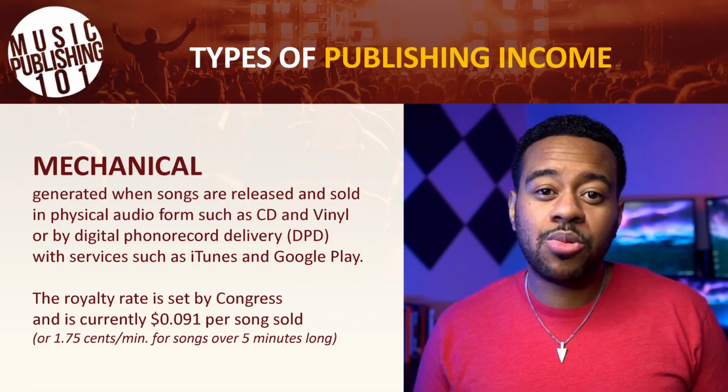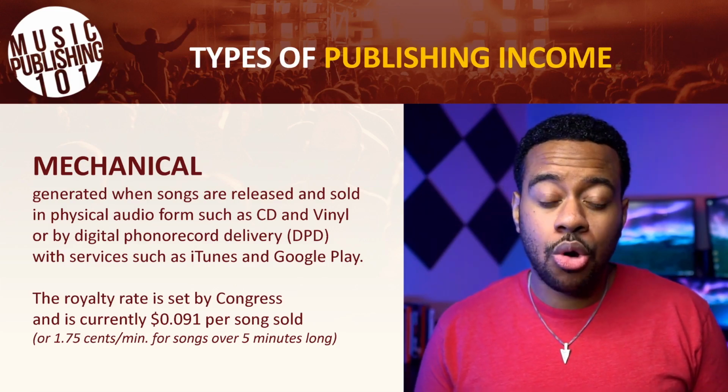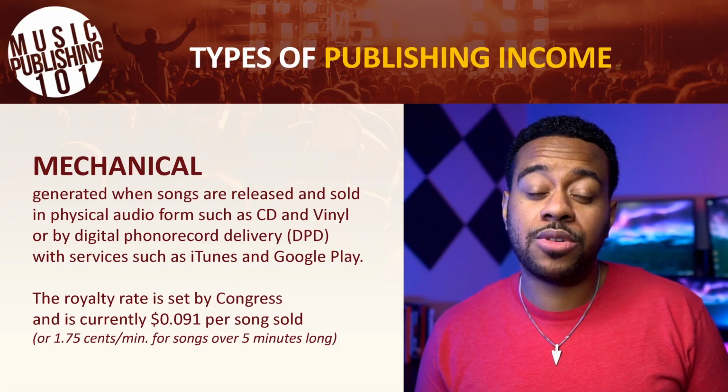The mechanical royalty rate is set by Congress and is currently 9.1 cents per song sold, or 1.75 cents per minute for songs over 5 minutes long. There are cases where a label or other licensing agent will request a lower rate to be granted, but they'll usually offer an advance check in return.